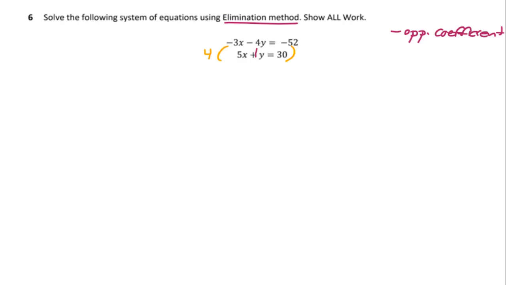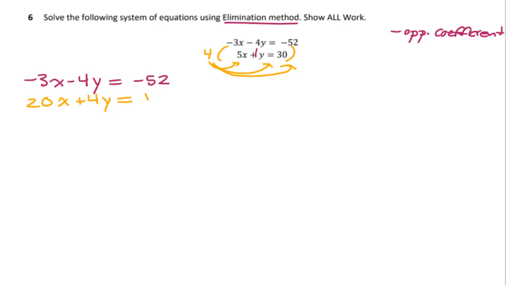My first equation will say negative 3x minus 4y equals negative 52. So I didn't change that one at all. But I did change my second equation. I'm going to multiply this out. 5 times 4 is 20 with an x next to it. 4 times 1 is positive 4y, which is awesome. That's what I wanted to happen. And then 4 times 30 is positive 120. Okay, the numbers got a little big, but that's okay.